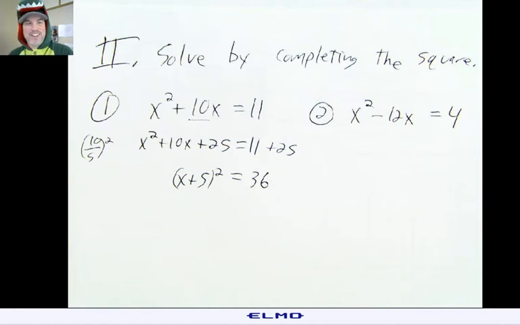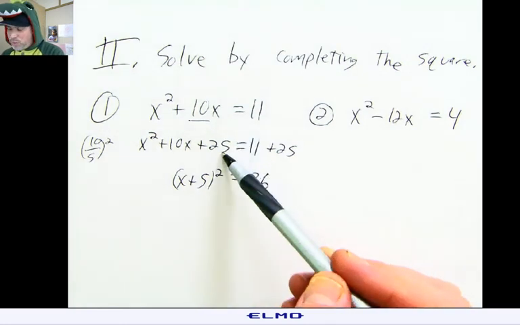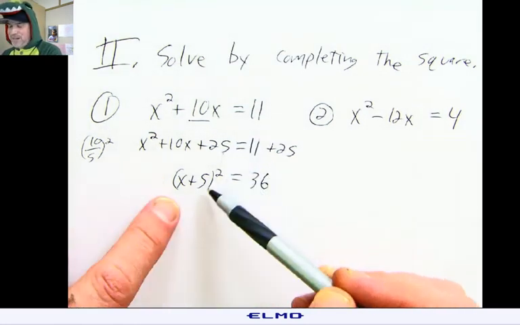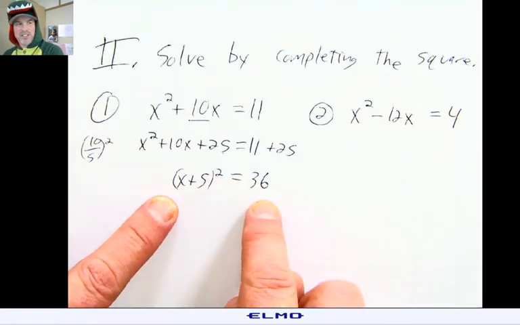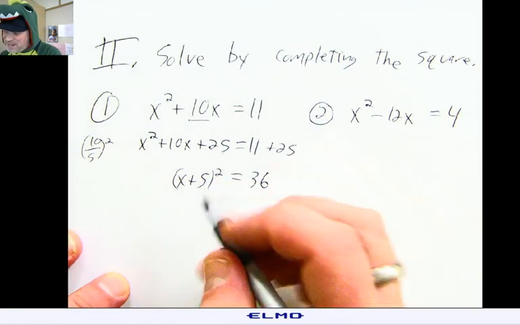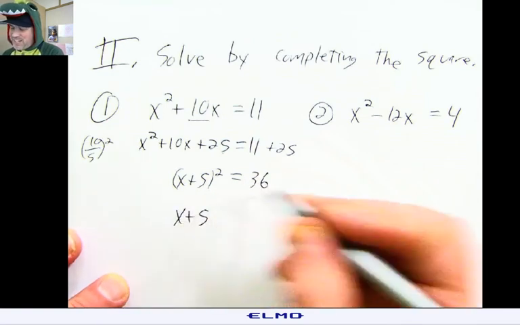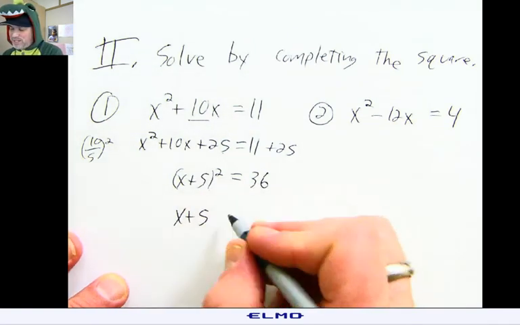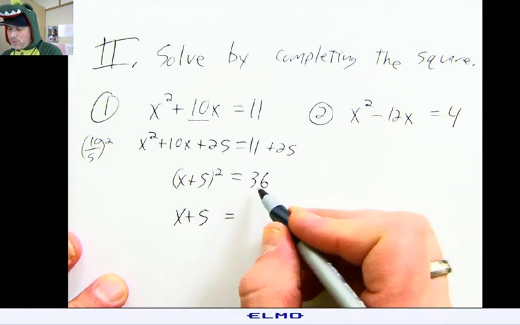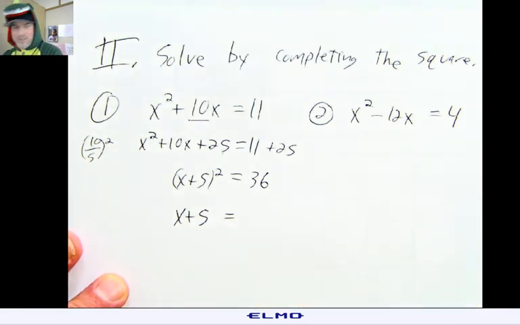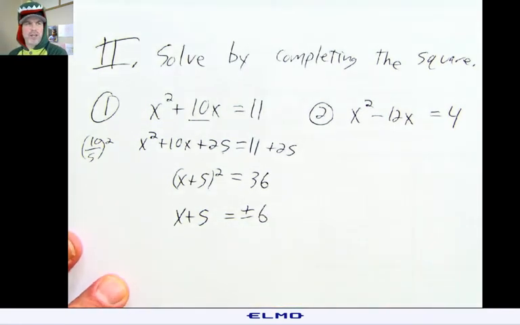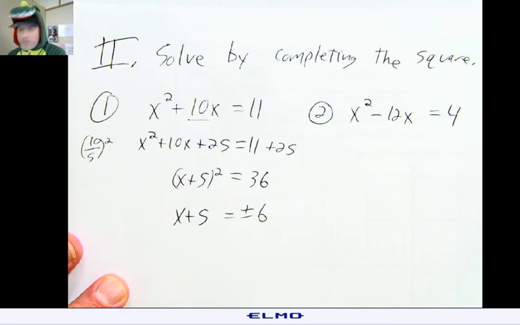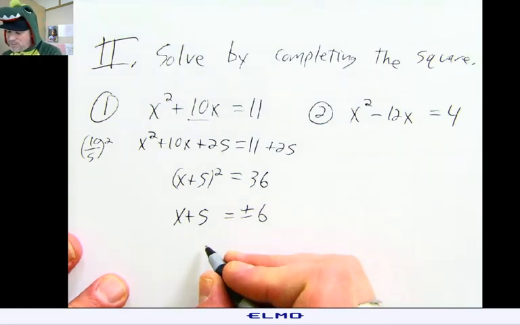Okay, so here, back to the problem. So we did the completing the square. We added the 25 to both sides. This factored to this. And now what do we do? We've got something squared equals 36. We square root both sides. And when we square root both sides, this becomes just plain old x plus 5. And then over here, because of the whole positive negative thing, you have to go both positive and negative 6, just like a normal one. We've done this before. Last step, I would subtract 5 from both sides.